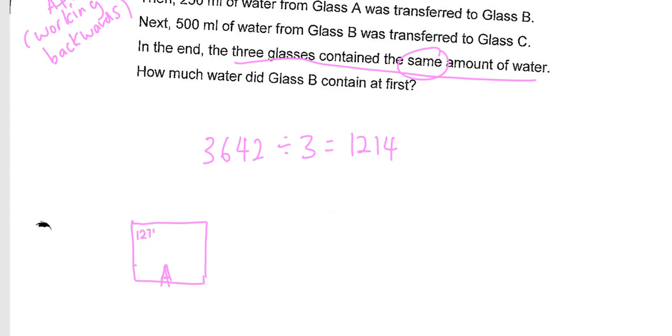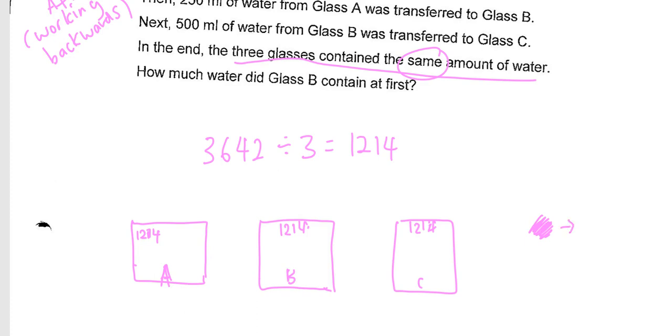It is 1214. Now glass B also has 1214. And for glass C, at the end of it, also 1214. Okay, now all these 1214 are in pink. Alright, one color. And I'm going to just put it at the side to remind myself. Pink stands for what happens after all the things have been transferred.